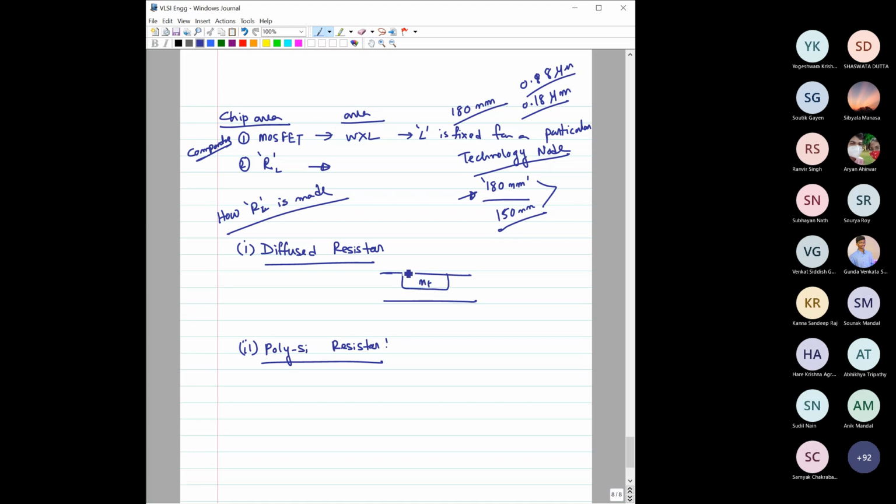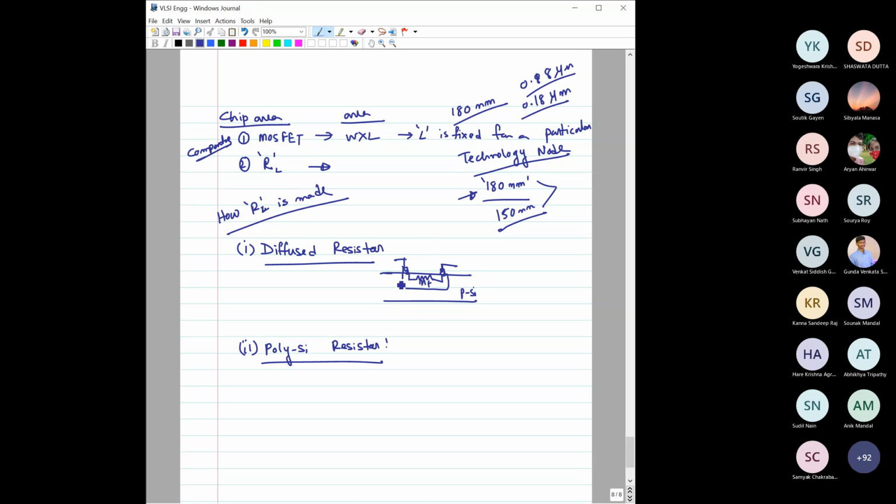Then you make a contact here, and connect these two contacts here. That is basically a resistance. This is nothing but a resistance in between. So you make a diffusion and make the resistance accordingly. So maybe it is a P silicon. So it is basically the diffused resistor. This is a diffusion process.